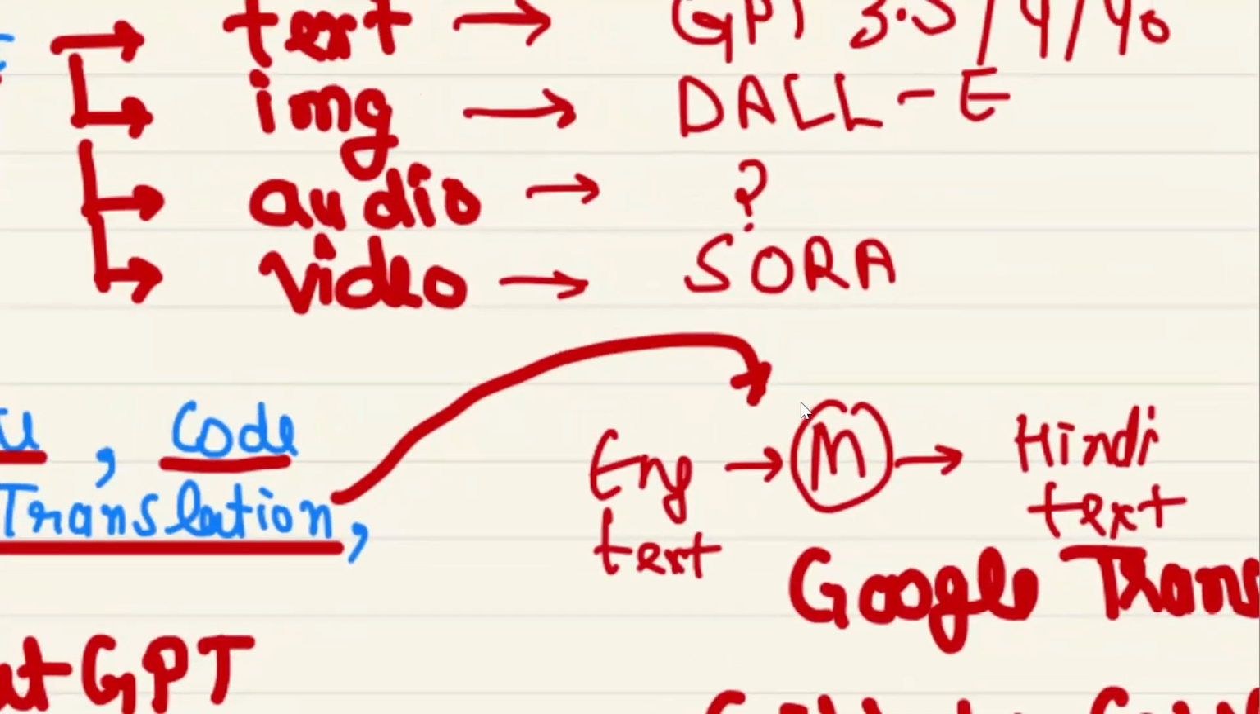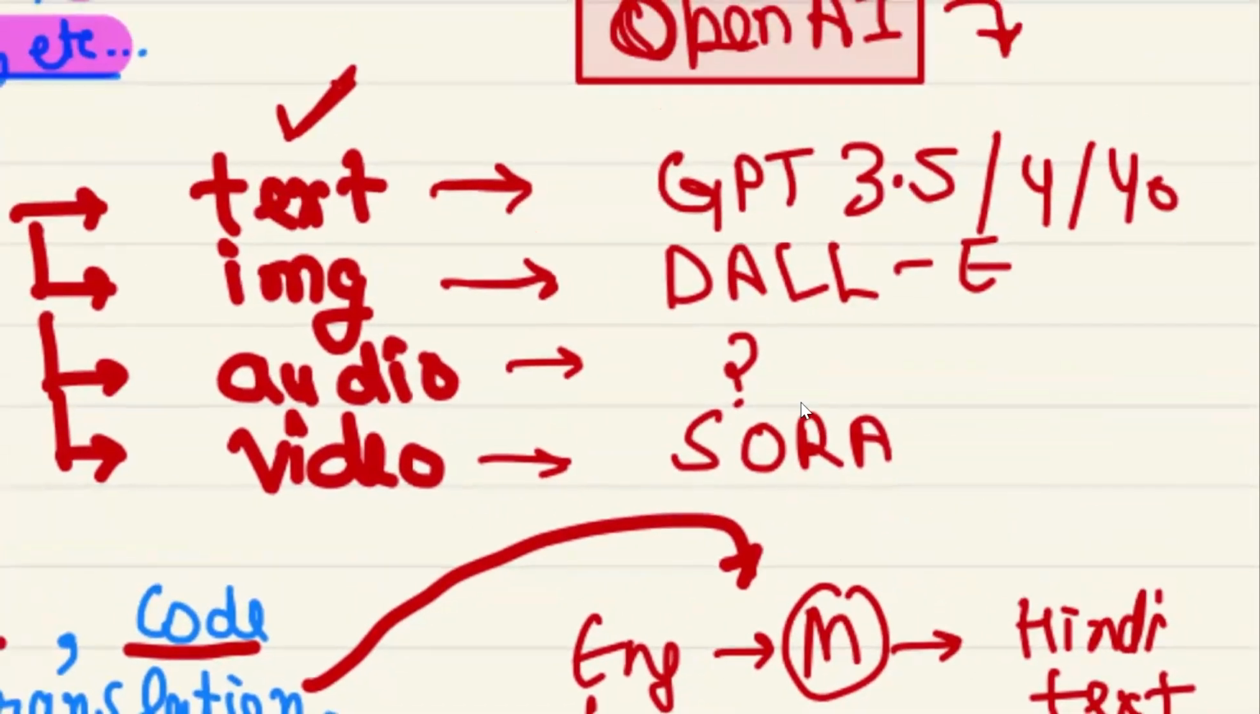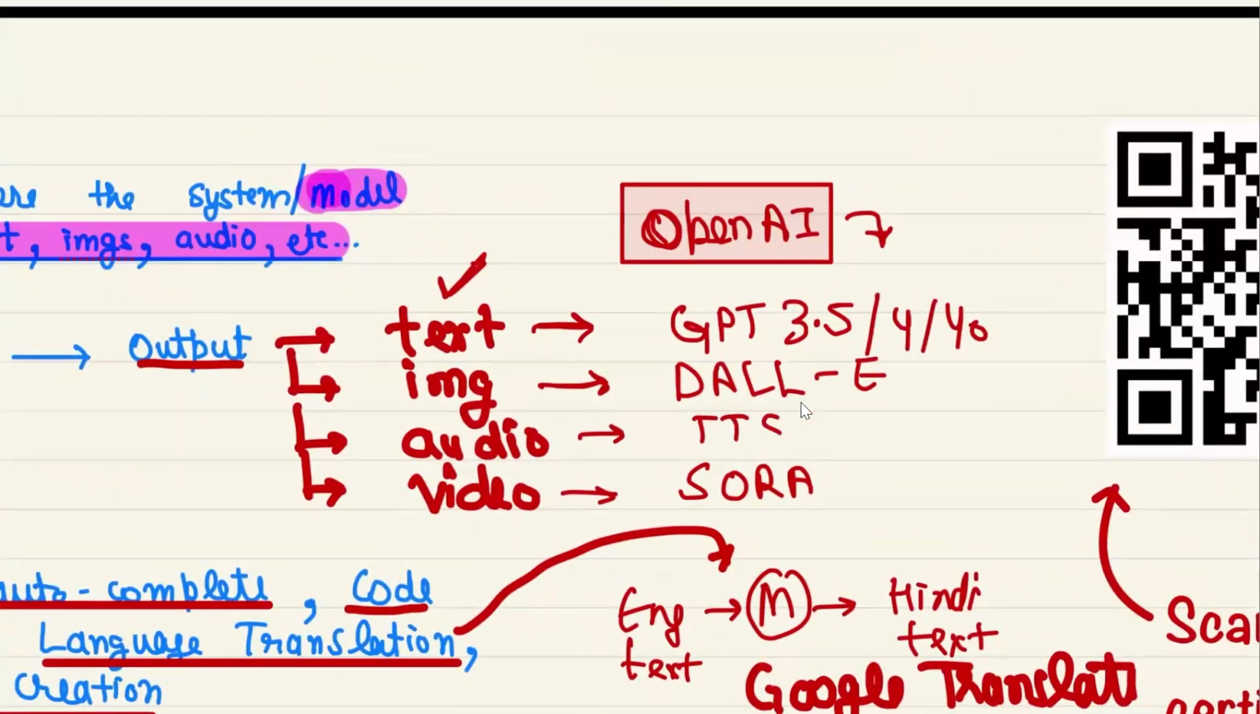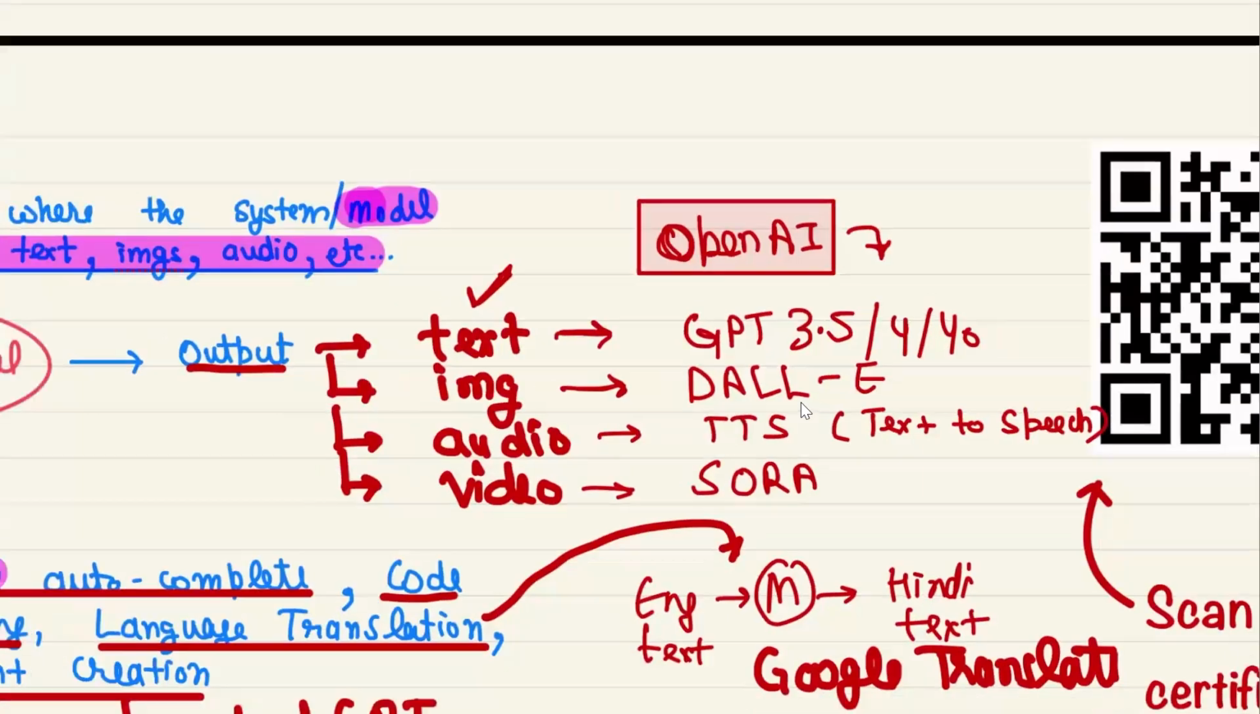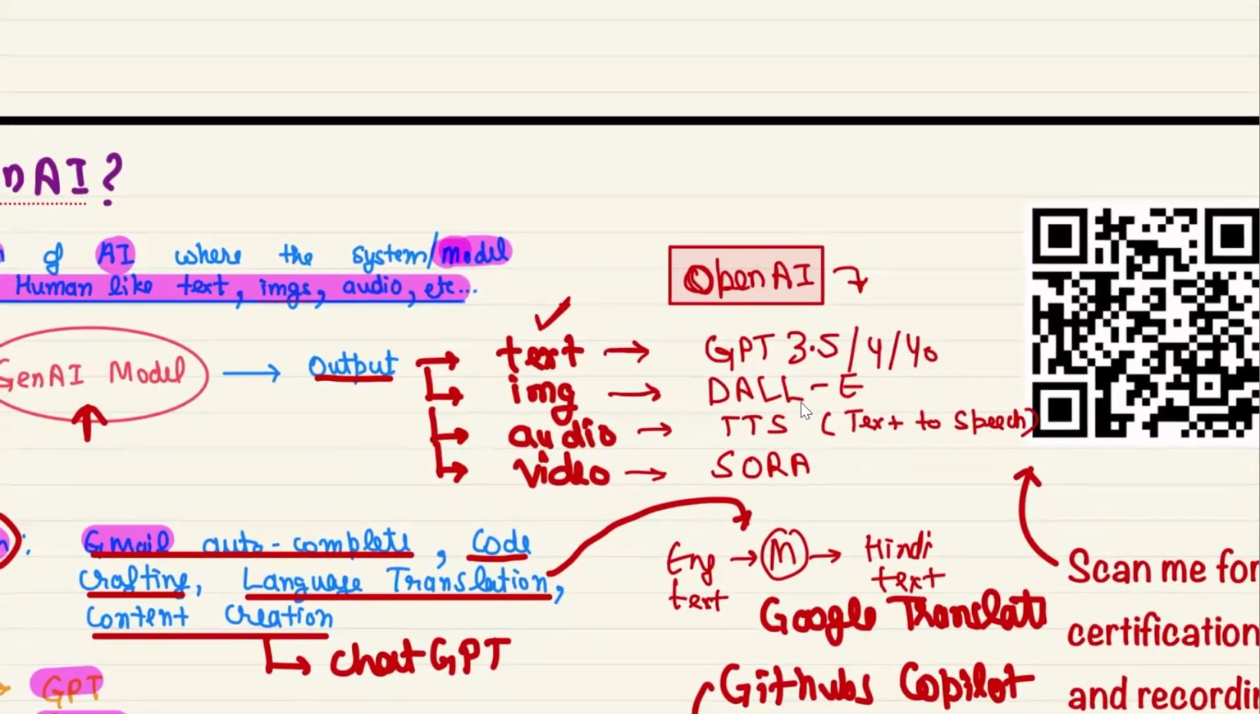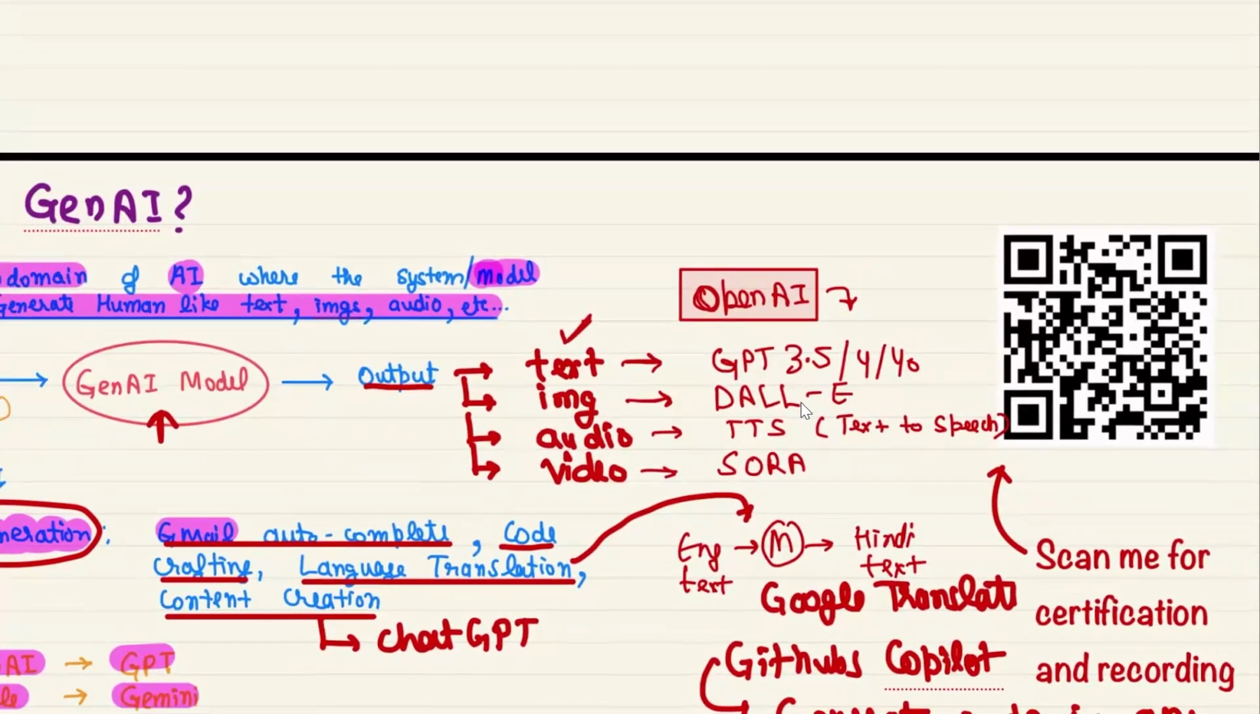Okay, let me try to tell you. There is a model called TTS. You know the full form of TTS? The full form of TTS is text to speech. Text to speech model. Even this is one of the models created by OpenAI, and this model has a good capability of generating any speech type of output given any text input to the model.